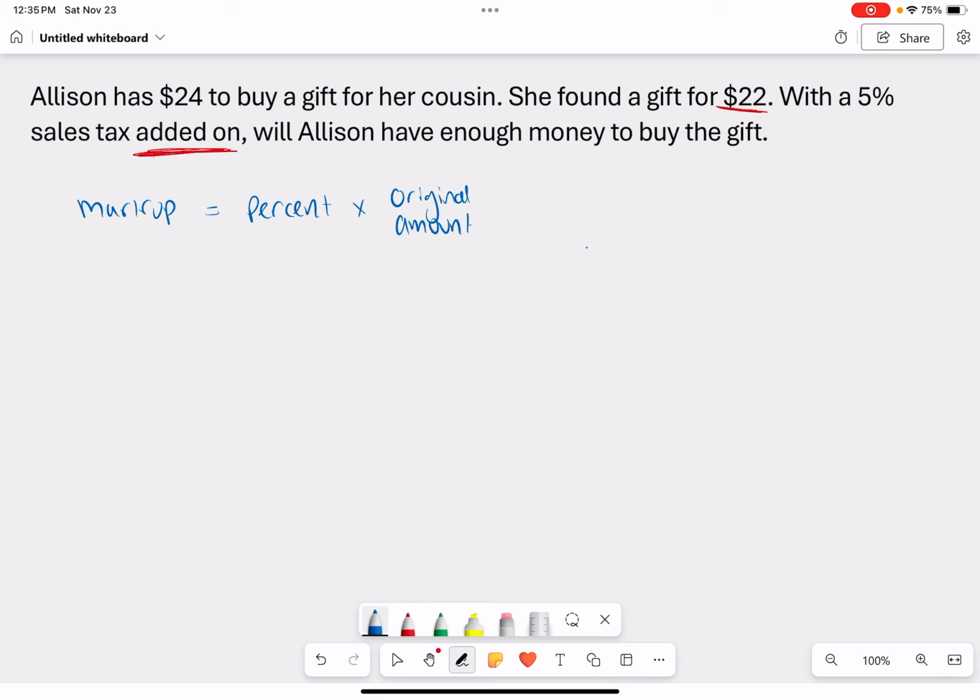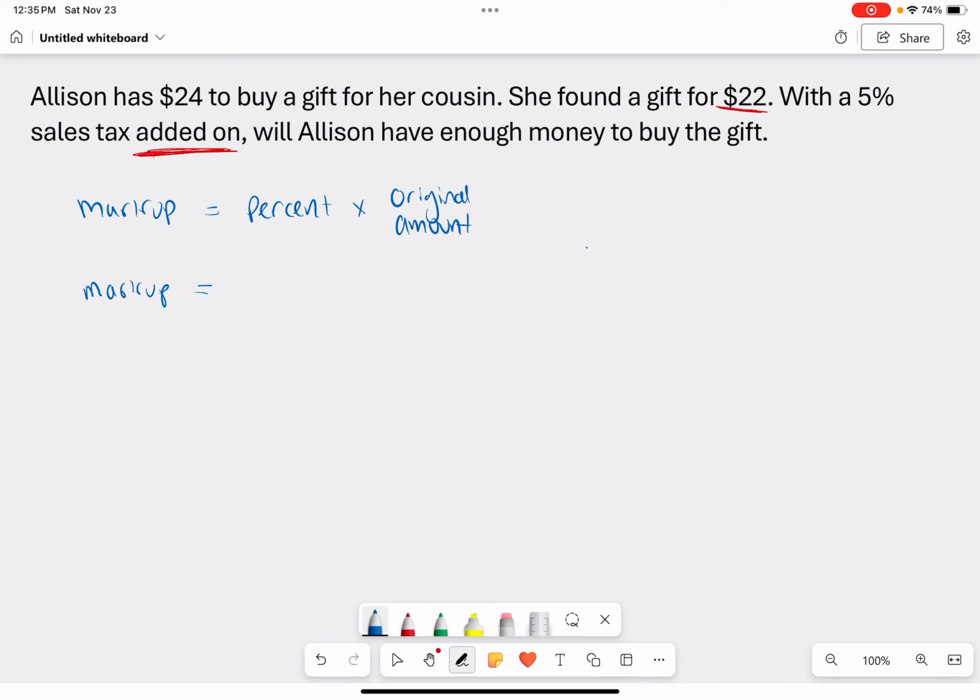But what is the original amount? What is the percent? And what is the markup? So the markup we don't know yet because we don't know what the final price of the gift will be after purchasing it with a 5% tax added on. So we're going to go ahead and just write down markup after that. Just write down your equal sign.